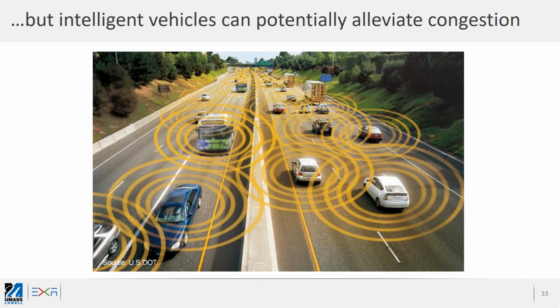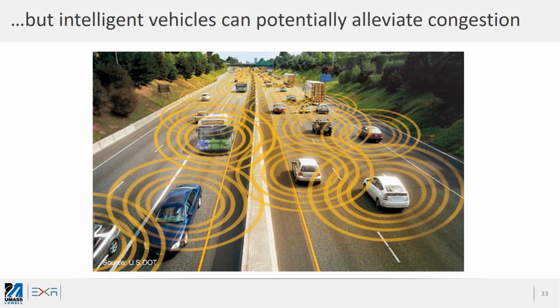So congestion costs are rising, but intelligent vehicles can potentially alleviate congestion, right? So if the vehicles can talk to one another and say, hey, I am stuck in a traffic jam, and they communicate that information to other cars that are coming up behind them, they can maybe get rerouted or do some kind of control action so that the congestion is not propagated forward in time. So in order to do this, we essentially need to have some kind of model for figuring out whether there's a traffic jam or not.